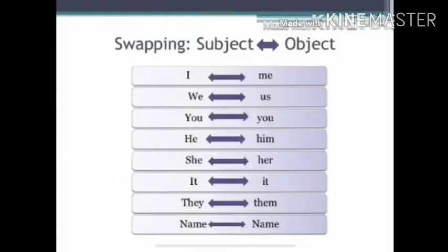When you swap subject to object or object to subject, a few changes are made. These few changes are: if you find I in place of the subject, when it goes to the object it will change into me. Just like that, we will change into us. You remains the same. After that, he will become him, she will become her, it remains it, they becomes them, and a name remains as it is.